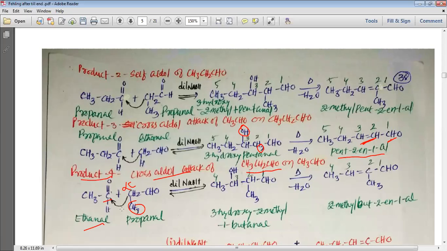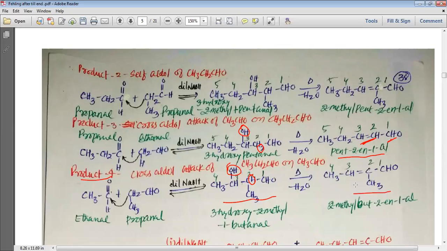Due to this attack, there will be a bond between these two carbons, and here O will be OH. So you can see here the product that we get is 3-hydroxy 2-methyl butanal. This CH3 remains as a branch. Now when we heat it, this OH and this hydrogen are removed as a water molecule, and we get alpha beta unsaturated products.